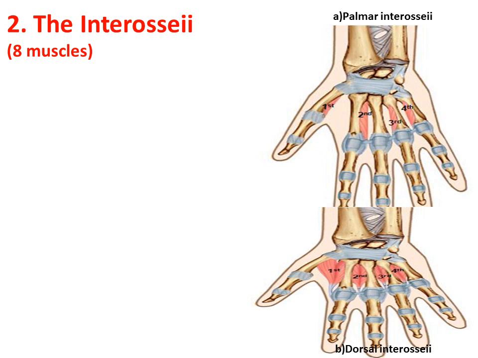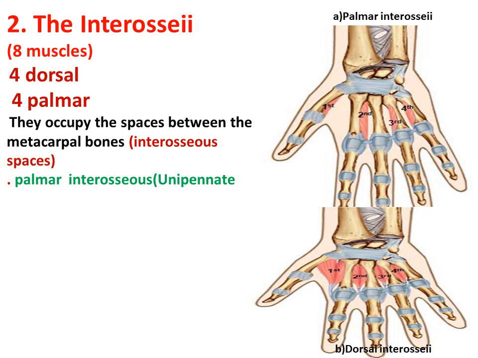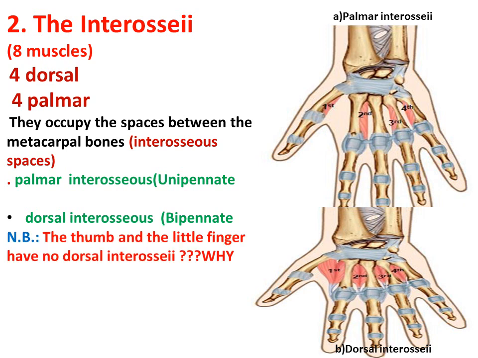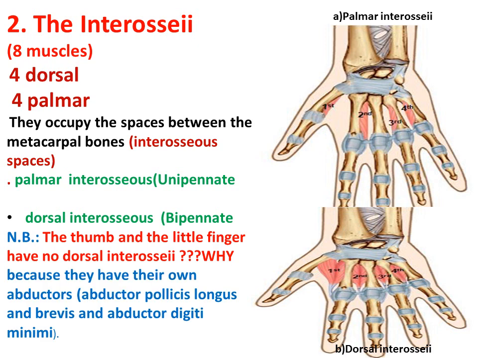The interossei muscles are 8, 4 dorsal and 4 palmar interossei. They occupy the spaces between the metacarpals, so their name interossei muscles. The palmar interossei are unipennate as you see, and the dorsal interossei are bipennate. The thumb and little finger have no dorsal interossei. Why? Because they have their own abductor muscles. As the thumb has abductor pollicis brevis and the little finger has abductor digiti minimi, they are not in need of more abduction.